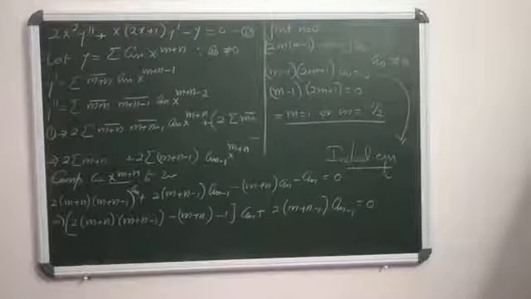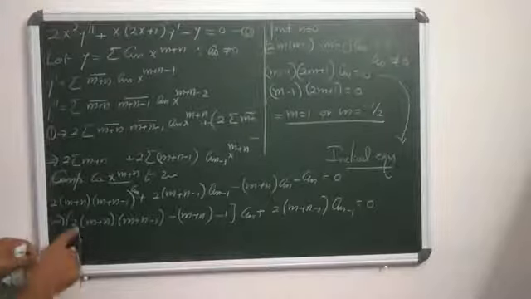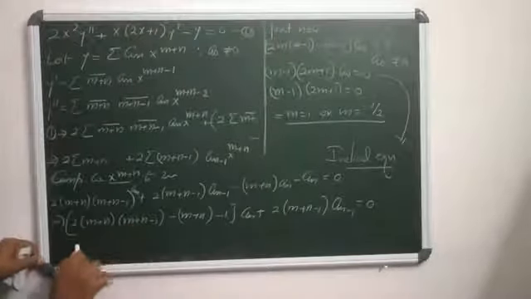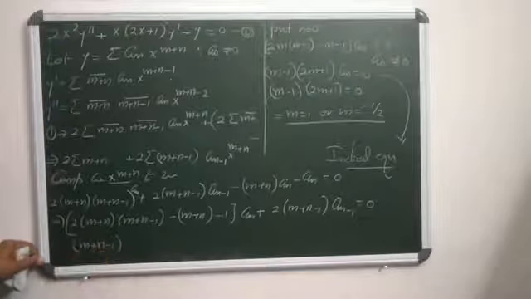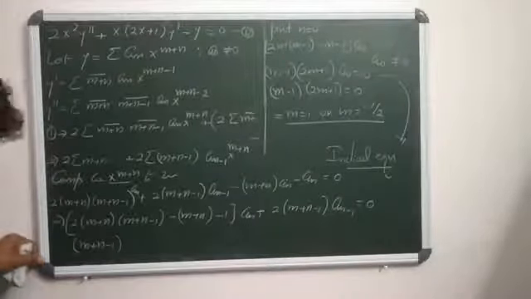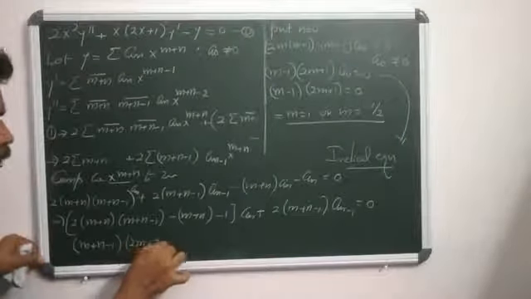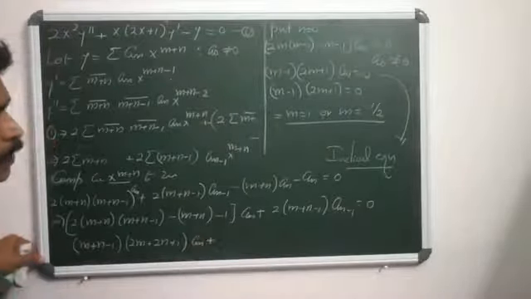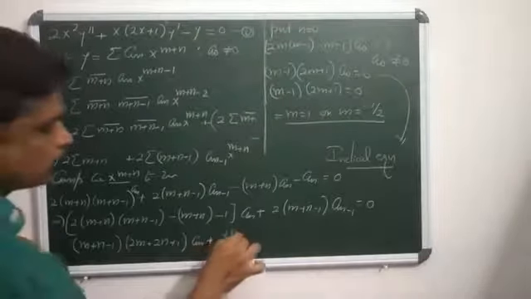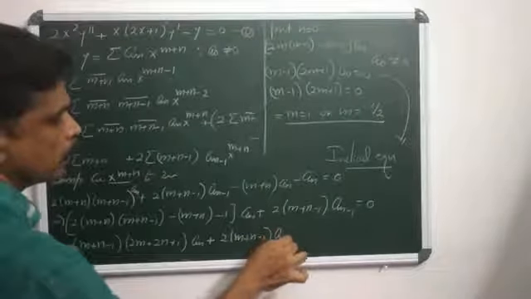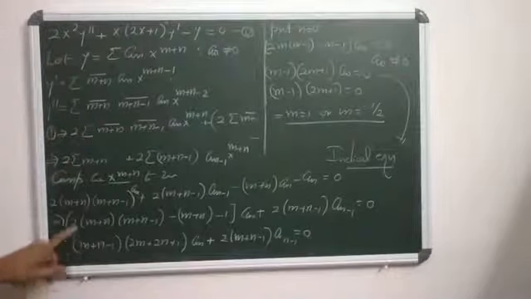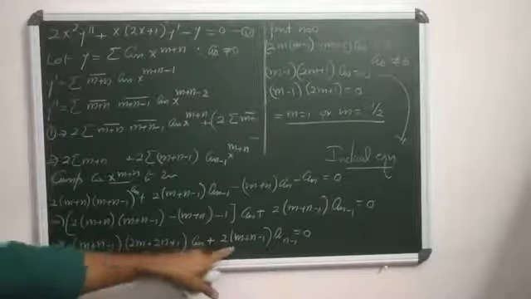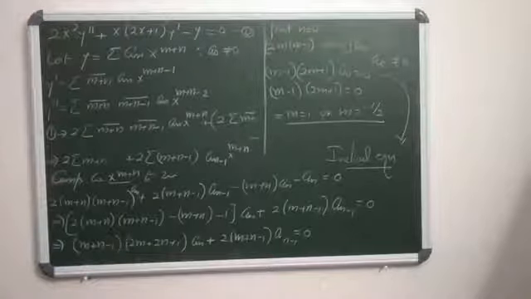Clear? Now, by using these two values of m, after simplifying, we have m plus n minus 1 into 2m plus 2n plus 1 into an plus 2 into m plus n minus 1, a n minus 1 equals 0. So consider that equation.